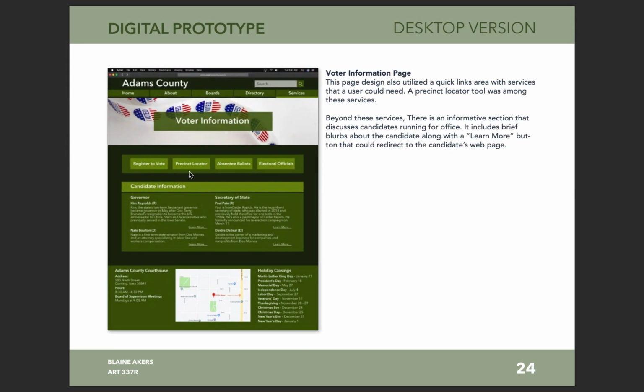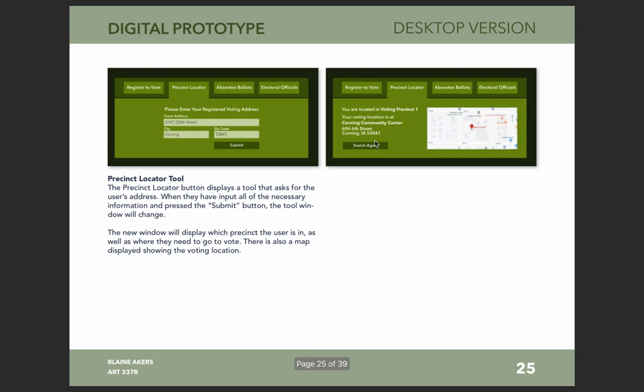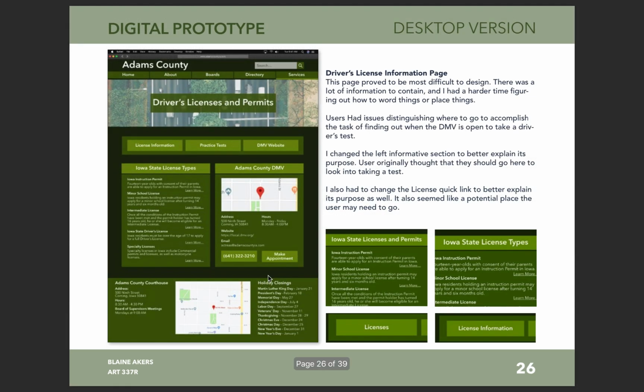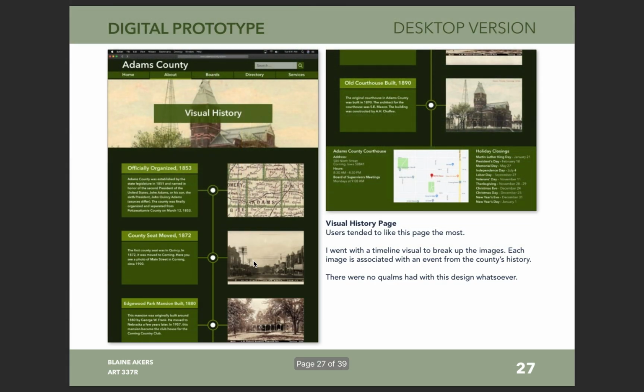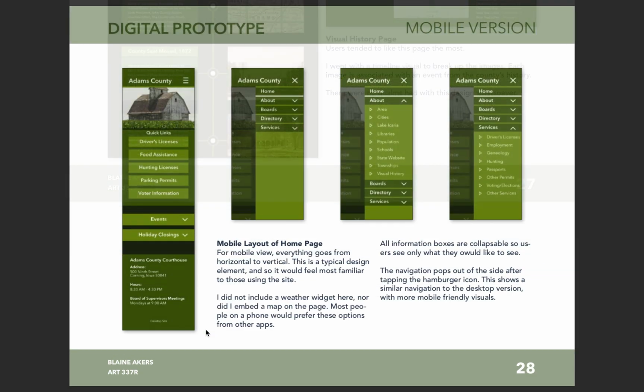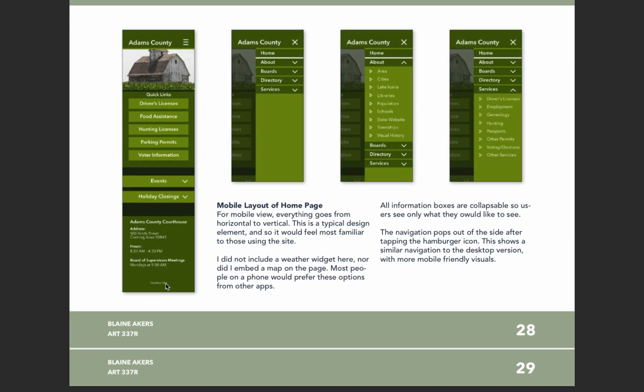My voter information page, when you click on the precinct locator, it would load this up. Same kind of thing here as my wireframe. Visual history turned out really nice with the timeline. Then here's what it looks like in a mobile form.